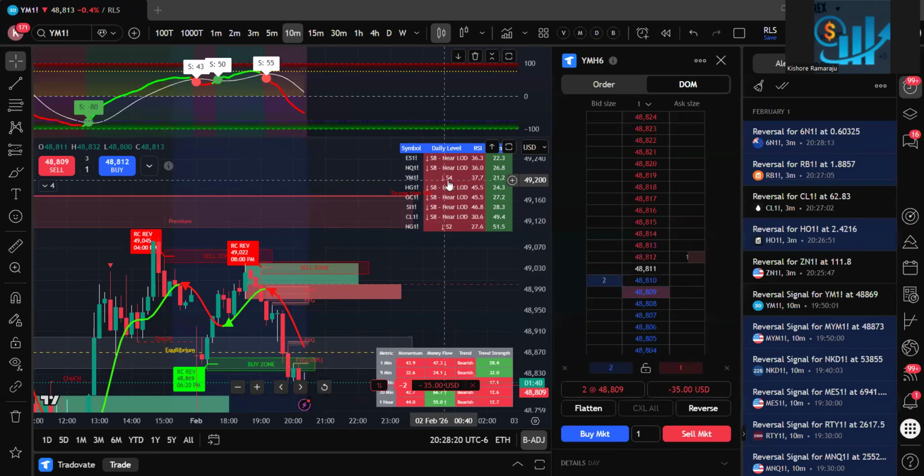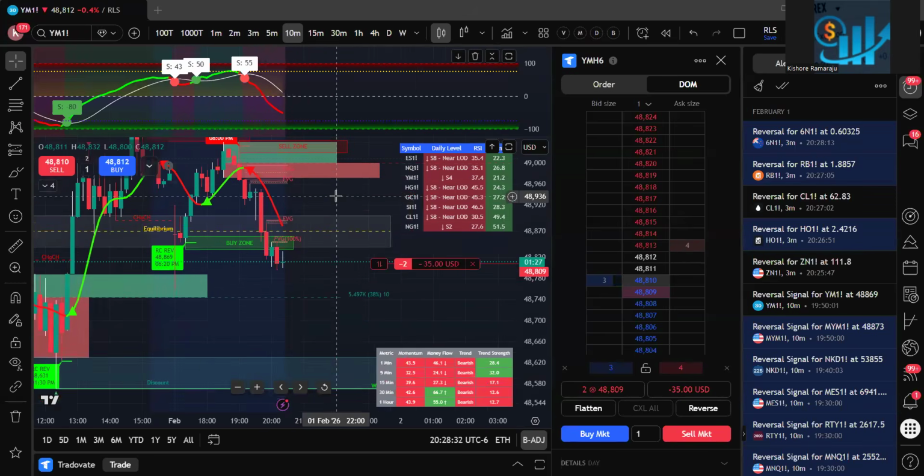Your MTF is telling it is 4 levels below the base level. Your RSI is also bearish. There is a proper strength for the sellers, which is about 20. And then this table is also telling that the momentum is bearish in all different time frames. The trend is completely bearish. So there is a very high possibility for a drop with YM.